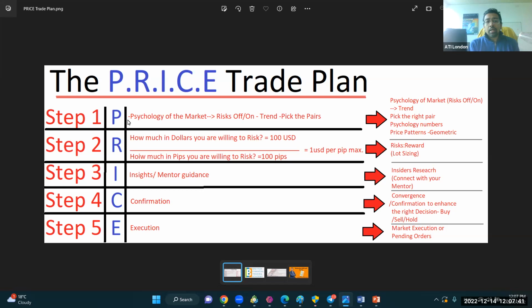Okay, now then we go into step 3. Now step 3 stands for insights and mentor guidance. What that means is that traders would need to always confirm the psychology of the market together with what they are analyzing with a mentor, because then they would be brushing up their whole trade plan, as well as their strategies and the way they approach the market.